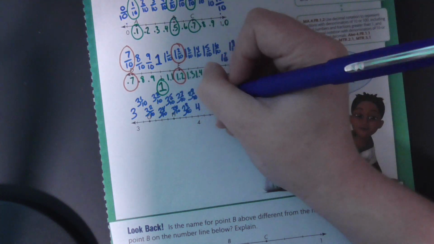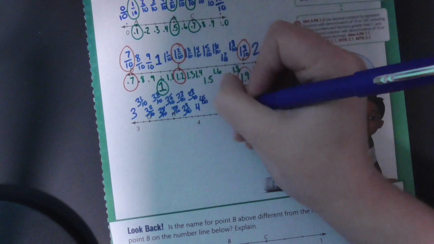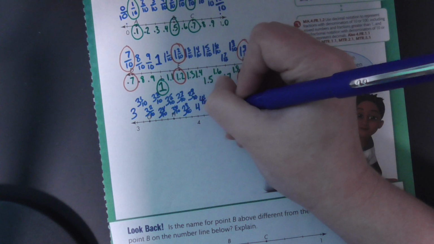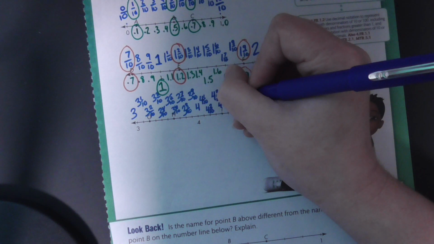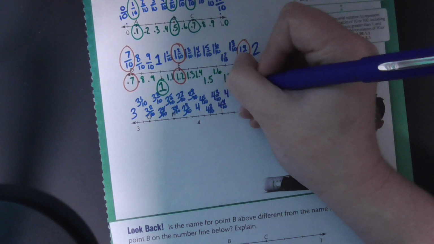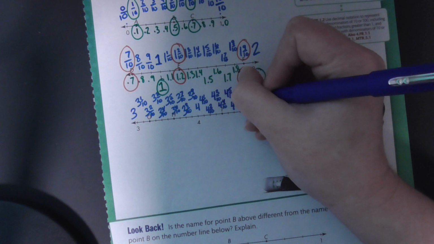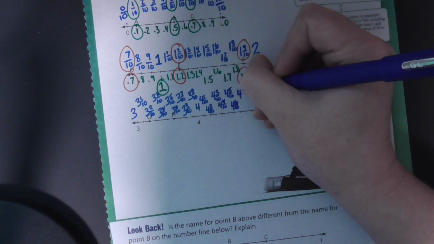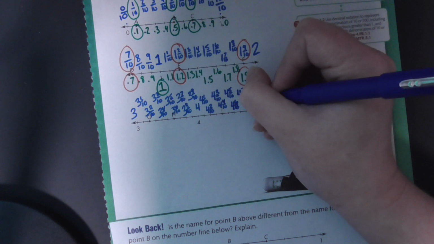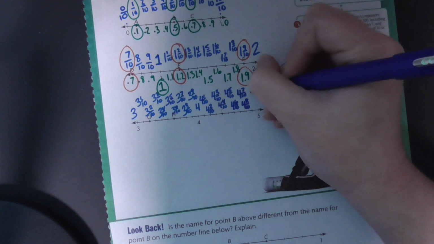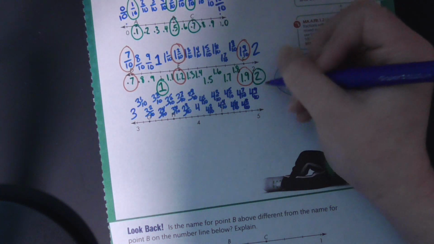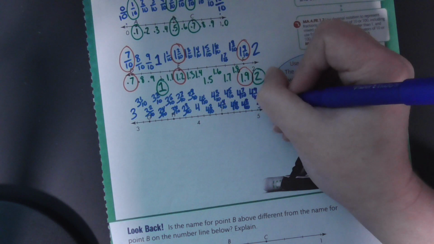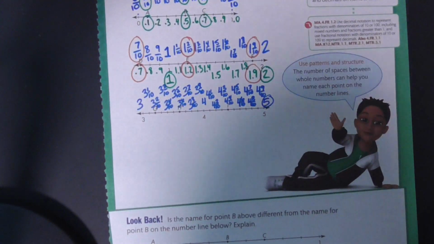We have 4 1/10, 4 2/10, 4 3/10, 4 4/10, 4 5/10, 4 6/10, 4 7/10, 4 8/10, 4 9/10, and then our 5 would be 4 10/10 or 5. Okay, I know that's a lot. Now we're going to do our decimals.